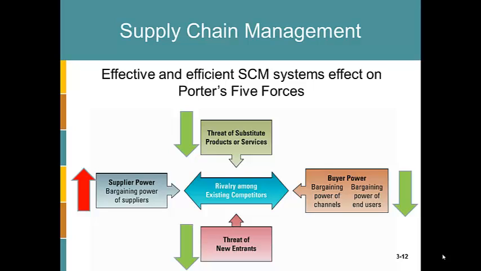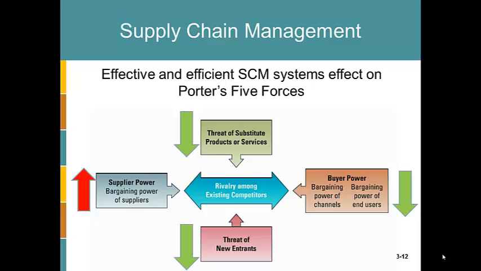However, the threat of substitute products or services decreases because as the relationship becomes tight, then you're less reliant on finding other alternatives for that product since you're cultivating a relationship with an existing supplier already. The buyer power, however, goes down.